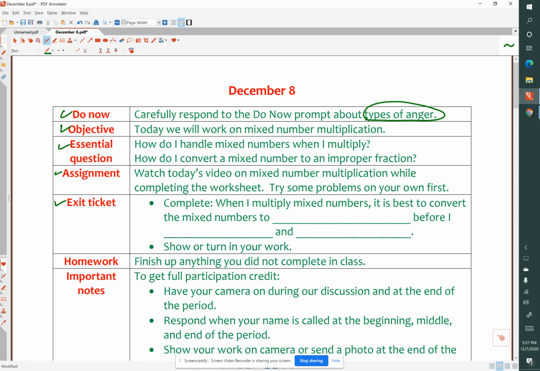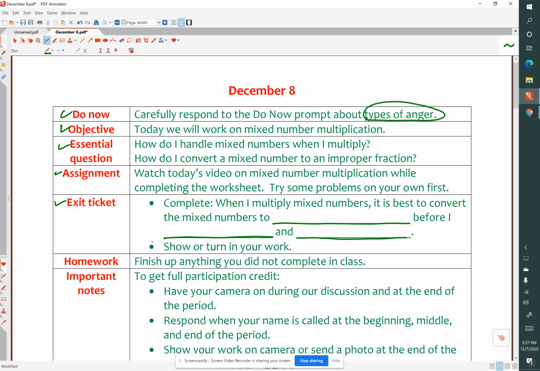Our exit ticket today, I want you to complete this sentence. When I multiply mixed numbers, it is best to convert the mixed numbers to blank before I blank and blank, and we will talk about this.